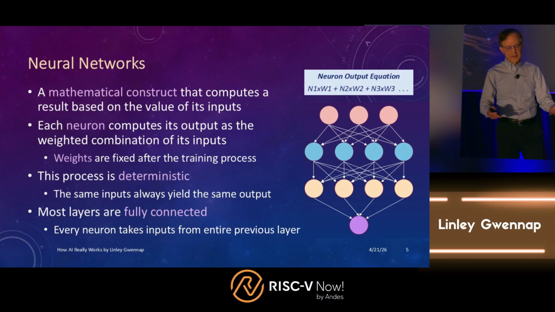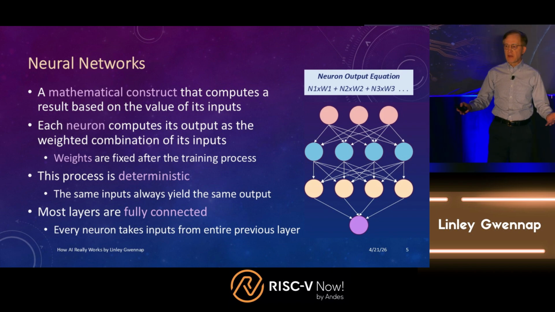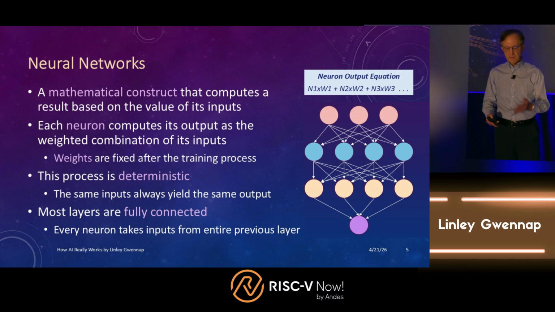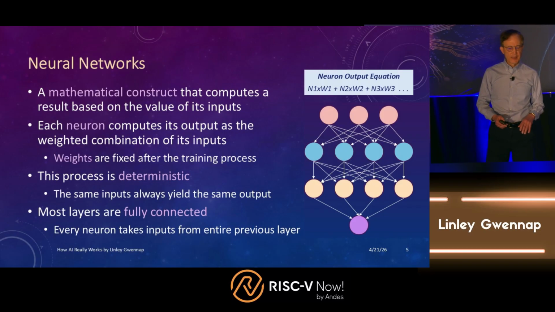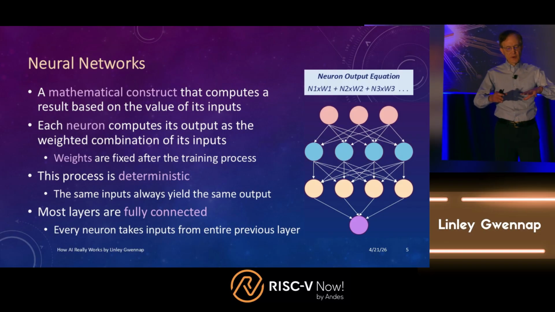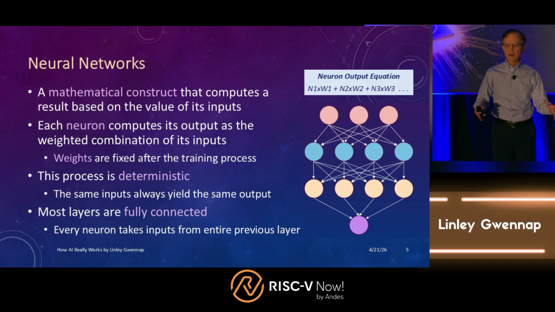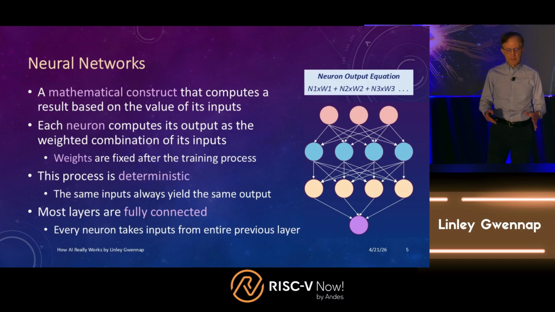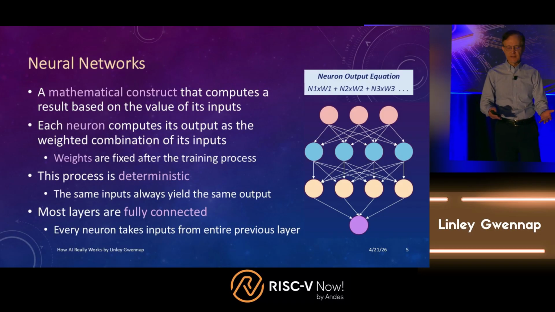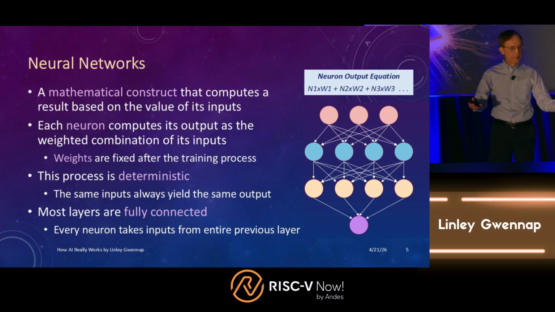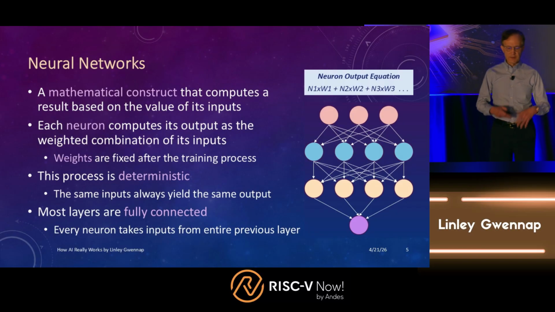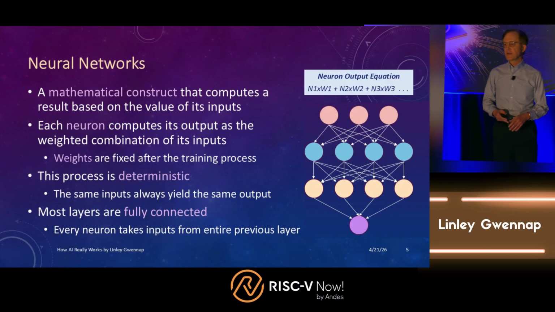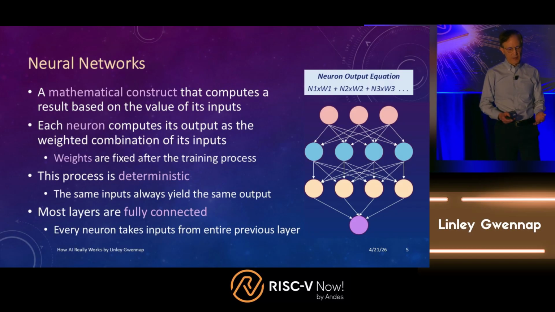So as I said, these neural networks are based on mathematical equations. This is the fundamental equation that's used. And the neural network, as you can see from this graphical representation, consists of a series of neurons. Each neuron takes a set of inputs, applies this mathematical equation, and then produces a single output, which is routed to the next set of neurons in the neural network.